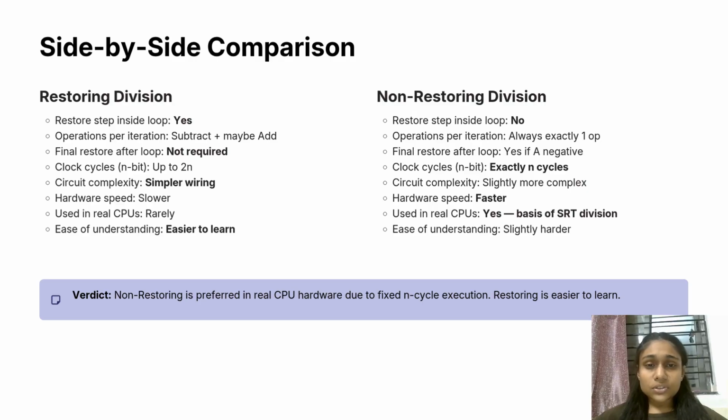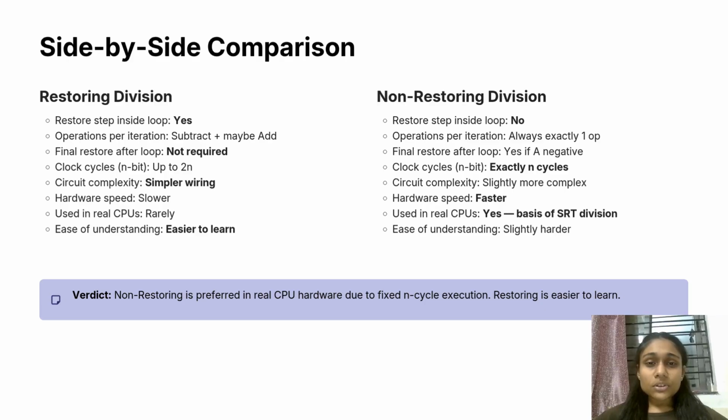Also, after the loop finishes, no extra correction is needed. In terms of performance, it can take up to 2n clock cycles. But the circuit design is simple and easy to understand. That's why it is mainly used for learning purposes rather than in real CPUs.